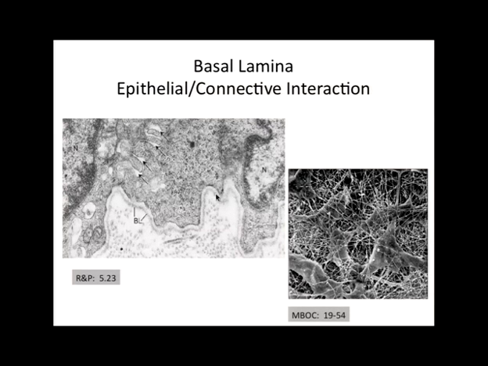Now, this clear area here has been shown to be an artifact of preservation. For many years, the basal lamina was broken down into a dense and a lucid region, but now it's believed that it is all one region immediately adjacent to the epithelial cell, and that the epithelial cell is making things like laminin and collagen IV, and the connective tissue underneath is making some anchoring types of collagens and molecules to anchor into the basal lamina from the other side.